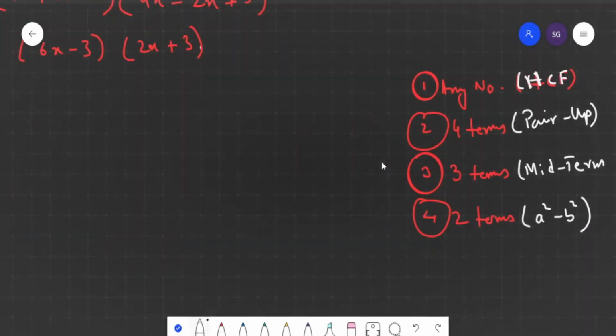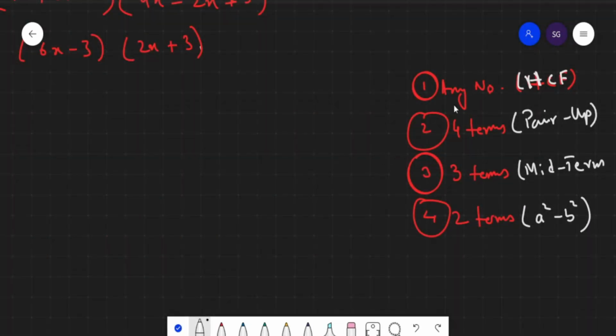Okay, so now we move on to our fifth one. This is a summary of the rules that we have done so far. If it is any number of terms, you take the HCF of all terms. If you have 4 terms, you pair up and factorize each pair. If it is 3 terms, you take the midterm breaking. If it is 2 terms, you do the difference of 2 squares, which is a squared minus b squared format, and then you write it as the product of their sum and difference. And now the fifth rule.